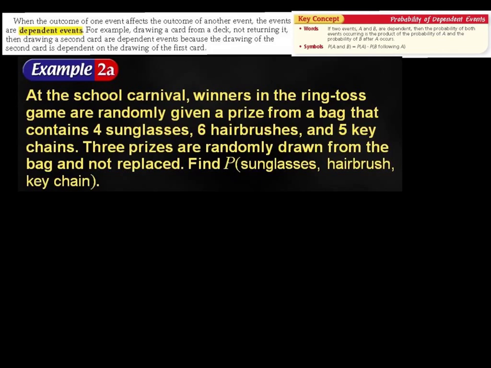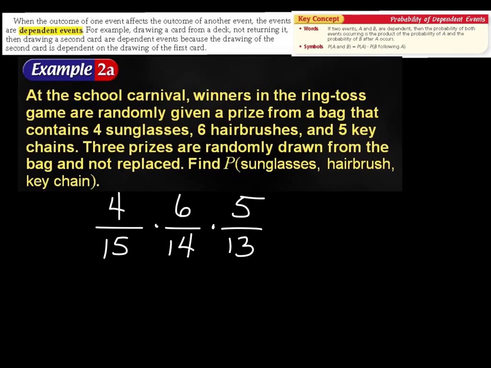Okay, there are a total of 4 sunglasses out of originally 4 plus 6 is 10 plus 5 is 15 prizes. Then hairbrush. There are 6 hairbrushes, but we've taken 1 prize out, so now there are 14. And there are 5 keychains, and we've taken out 2 prizes, so now there are 13.